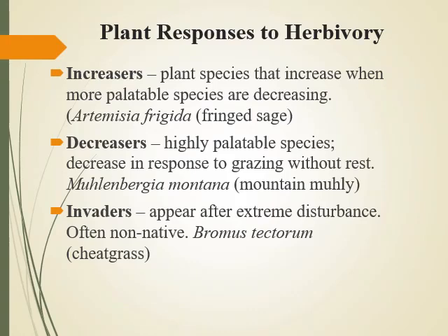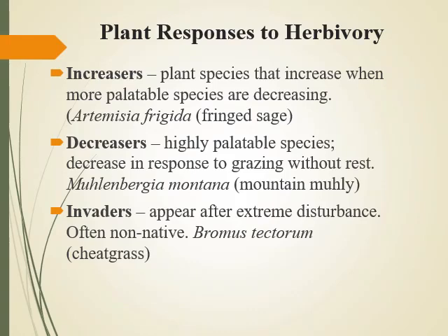Invaders, they appear after extreme disturbance. Now, invaders can be native species, but they can also be non-native species. So we're using this sort of general category. We're not talking about exotics necessarily, but you can have Bromus tectorum, which is a non-native. It increases after a disturbance. For example, if somebody's grading a road, it's not surprising to see Bromus tectorum there. There's a seed bank in the soil, and it sprouts up after that extreme disturbance.